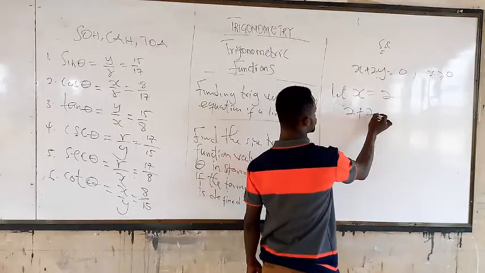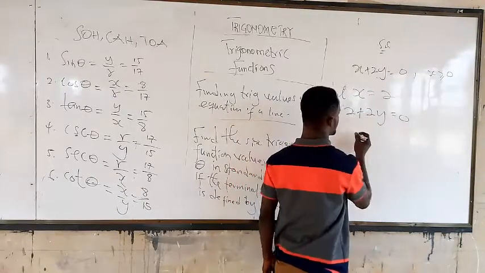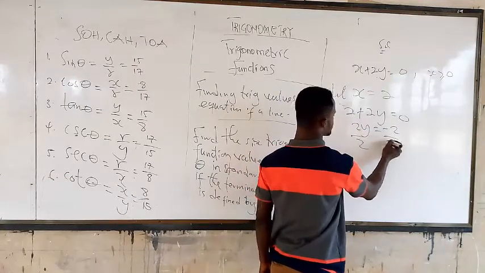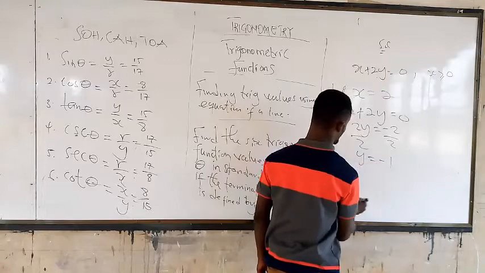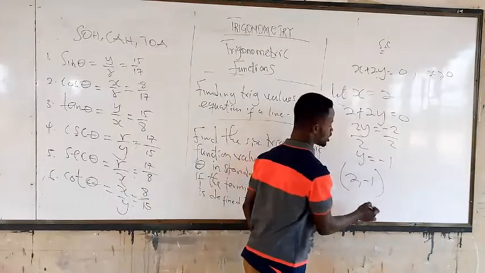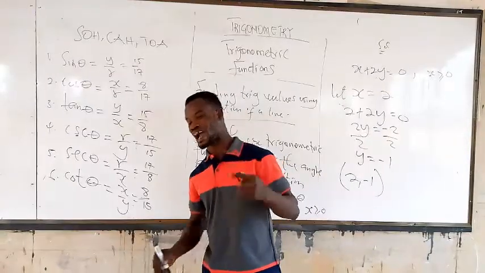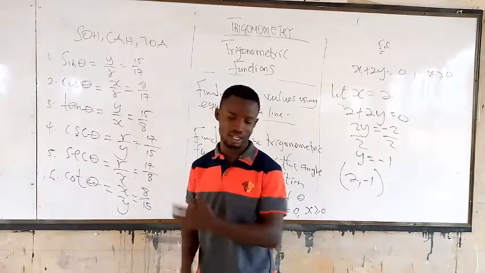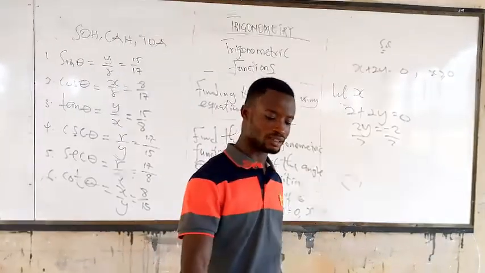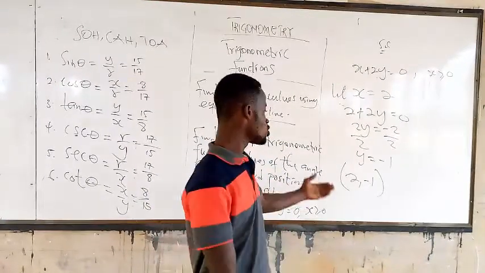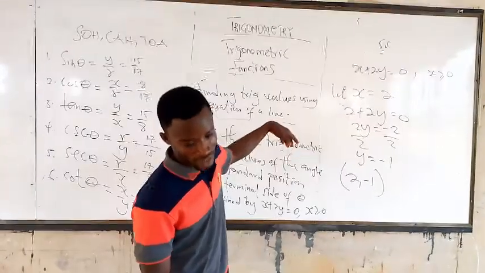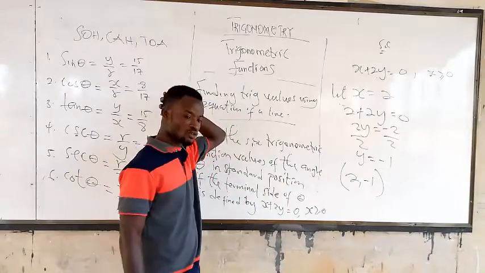2 plus 2y is equal to 0. So 2y is equal to negative 2. Divide both sides by 2. Y is equal to negative 1. Therefore, we are using the point 2, negative 1. You can also choose x to be 3, any of it, provided it's not a negative value. With this point, you know that it lies on the terminal side of the angle.